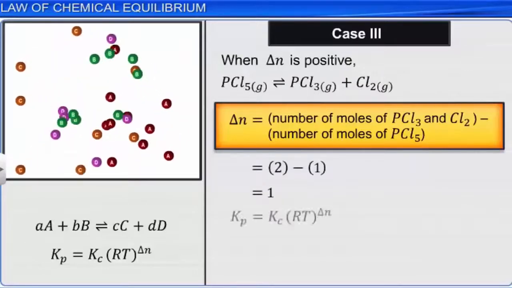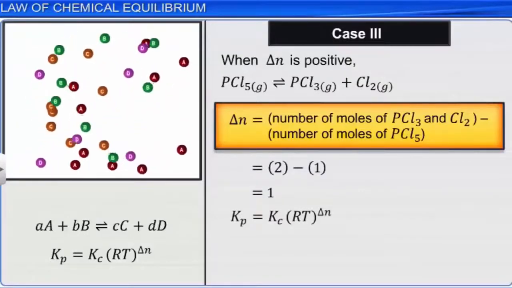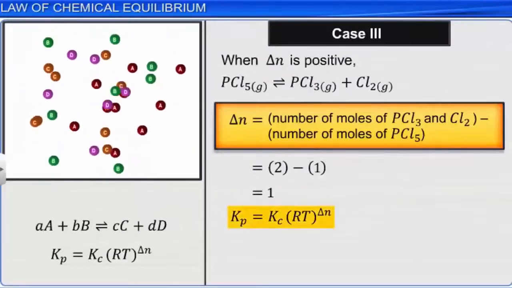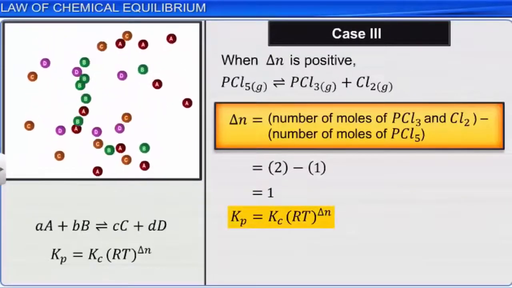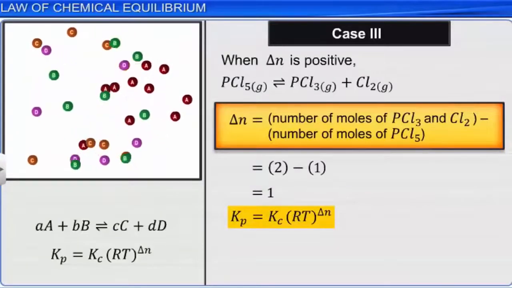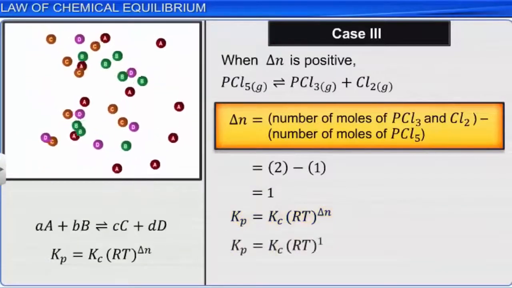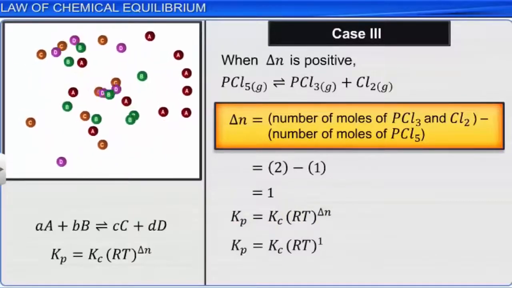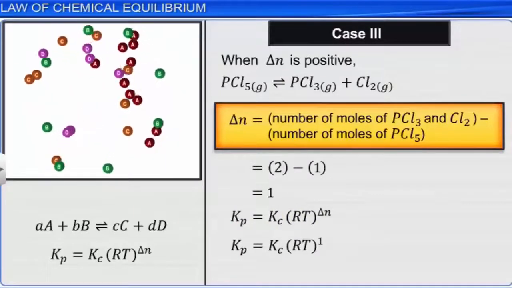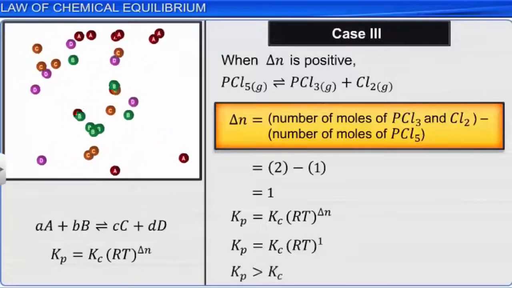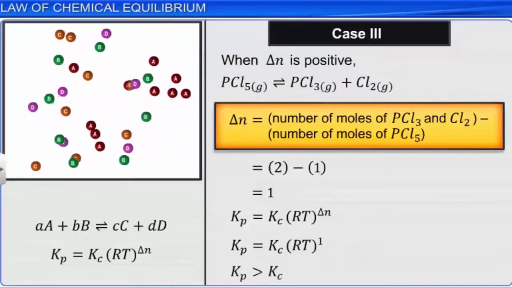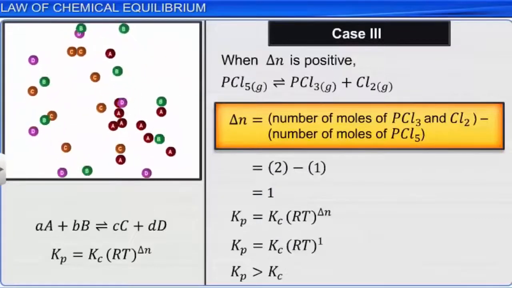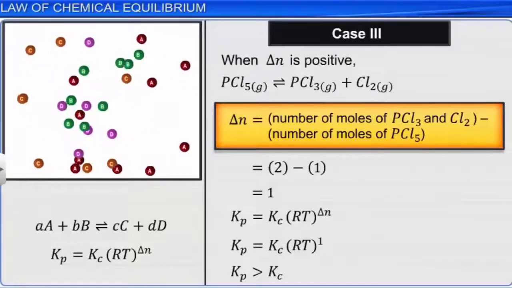Substituting the value of delta n in the equation Kp is equal to Kc multiplied by the product of R and T raised to the power of delta n, we get Kp is equal to Kc multiplied by the product of R and T raised to the power of 1. Therefore, for reactions in which delta n is positive, that is, where the number of moles of gaseous products is more than the number of moles of gaseous reactants, Kp is greater than Kc.